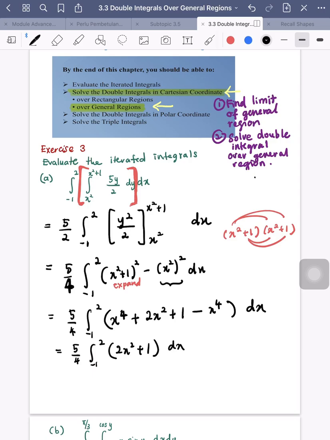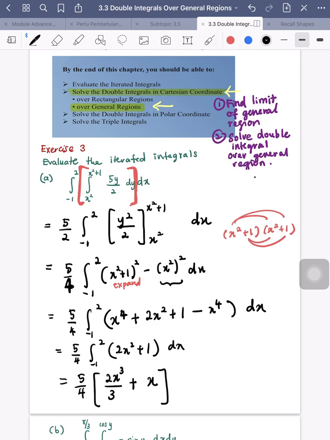Next, you integrate with respect to x. So here we have x, and you can integrate it. Integrate, you will get 5 over 4 times 2x cubed over 3 plus, integrate the constant, it does not disappear, yeah. Integrate, it is going to exist. Since this is constant 1, it becomes 1x.